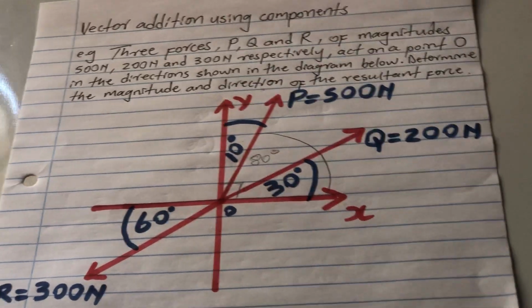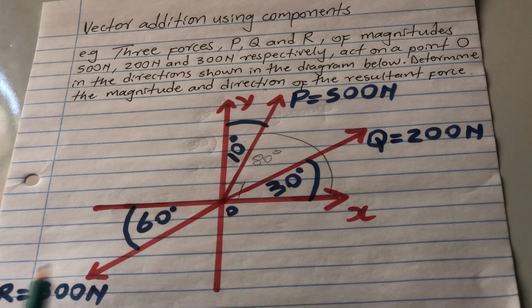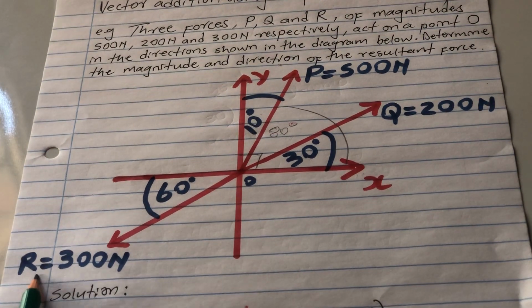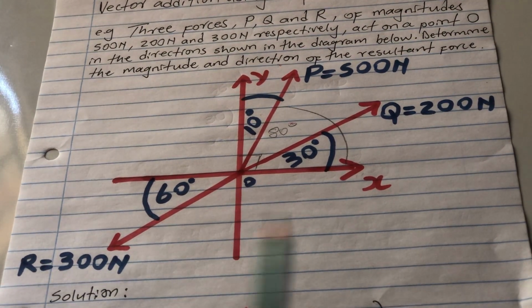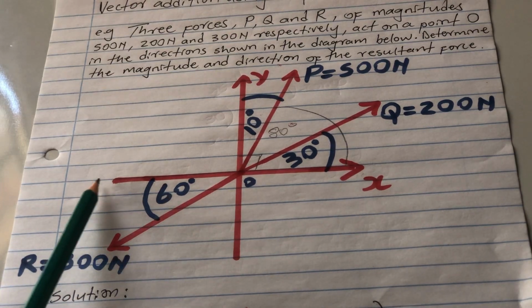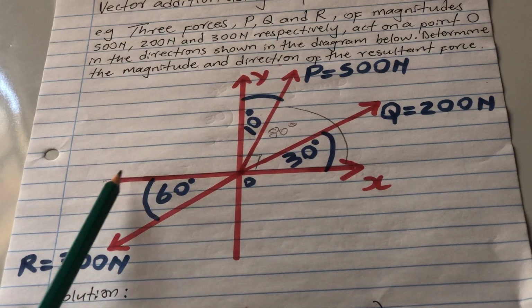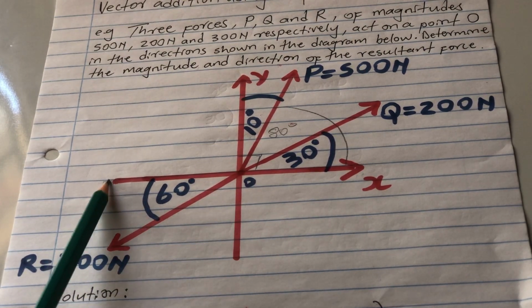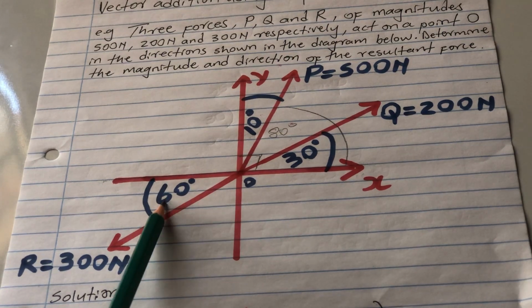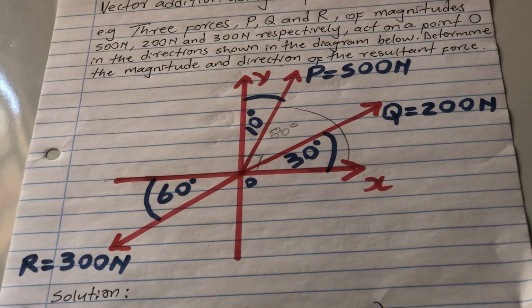Now, let's come to vector R. In this one, we are given that it is 60. You can take it from here, up to this point. From this x-axis here up to R is 60.